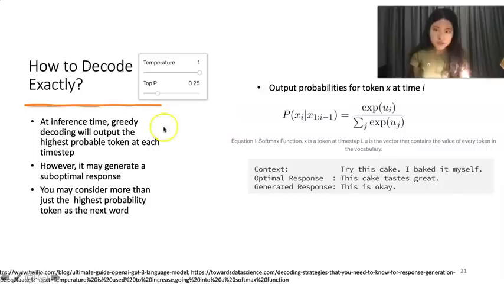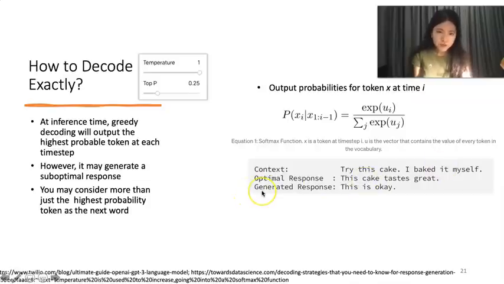But suppose at inference time, you just do greedy decoding. That is, you just output the highest probable token at each time step. For example, at time i, you just output the argmax of your softmax probability. Then this will give you a suboptimal sequence in most cases. For example, suppose your context is "try this cake, I baked it myself," and the optimal response will be "this cake tastes great" as a completion.